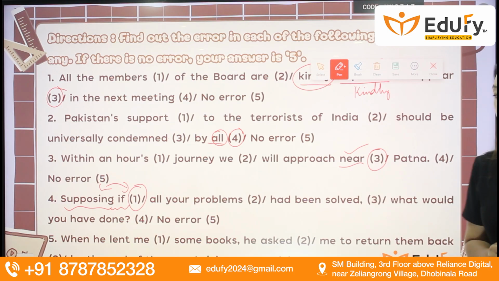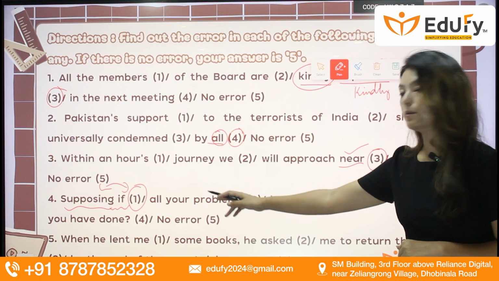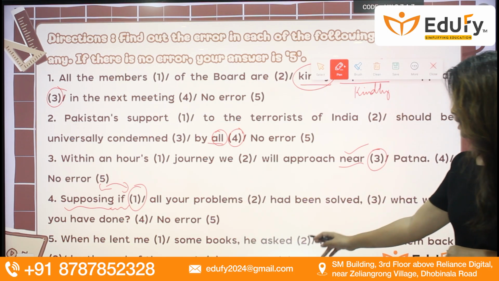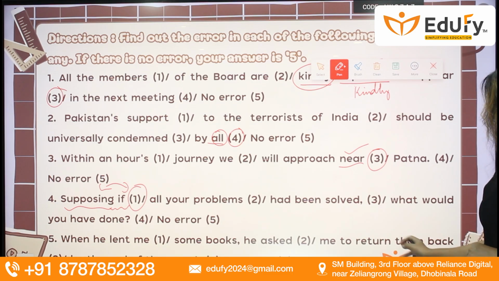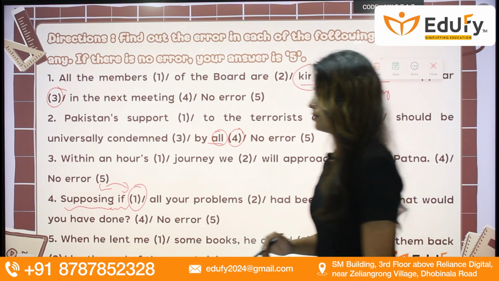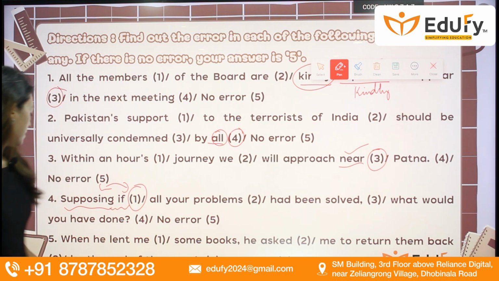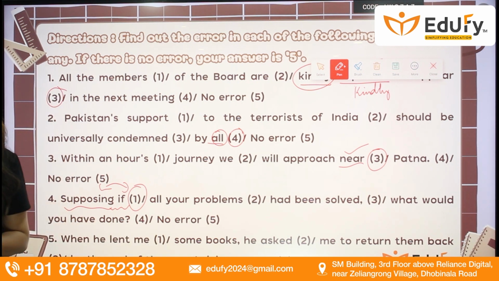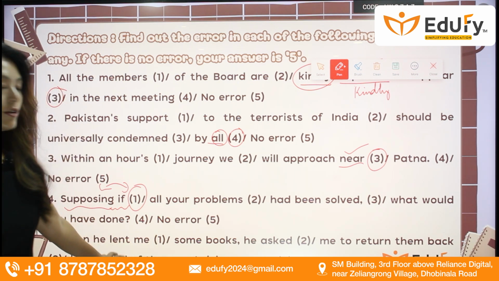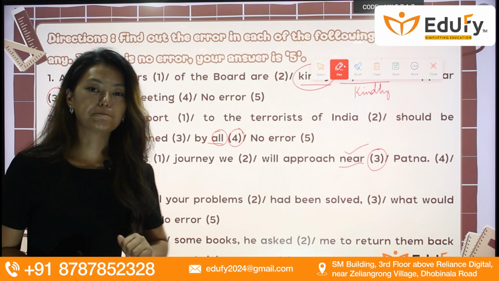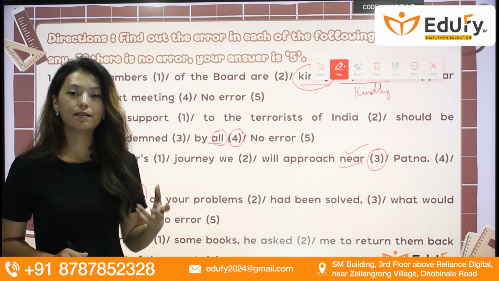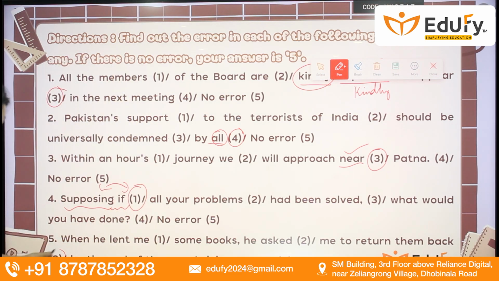The last one, let's take a look. When he lent me some books, he asked me to return them back. This is the sentence, me to return them back by the end of the month. If you can see this question, can you tell me where the answer should be? Where is the error? That is in option 3 again.